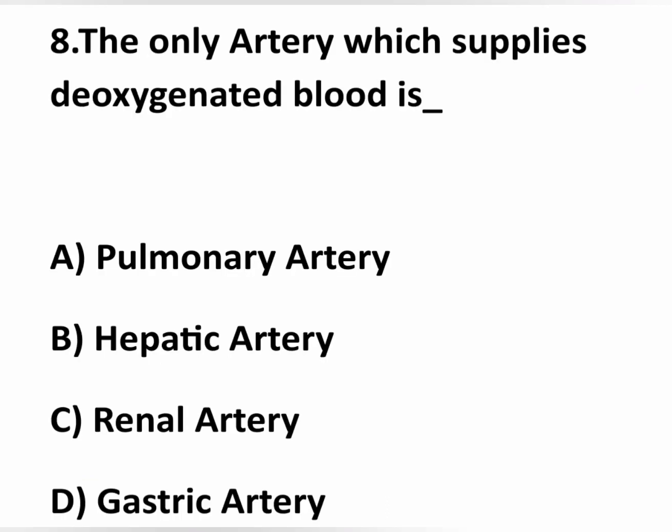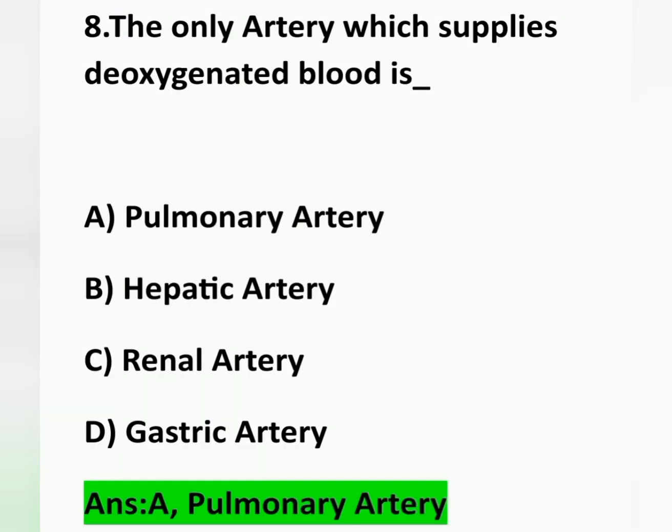The next question, the only artery which supplies deoxygenated blood is. Options are: option A pulmonary artery, option B hepatic artery, option C renal artery, option D gastric artery. Correct answer is option A pulmonary artery, which carries deoxygenated blood to the lungs. Here the correct answer is option A.